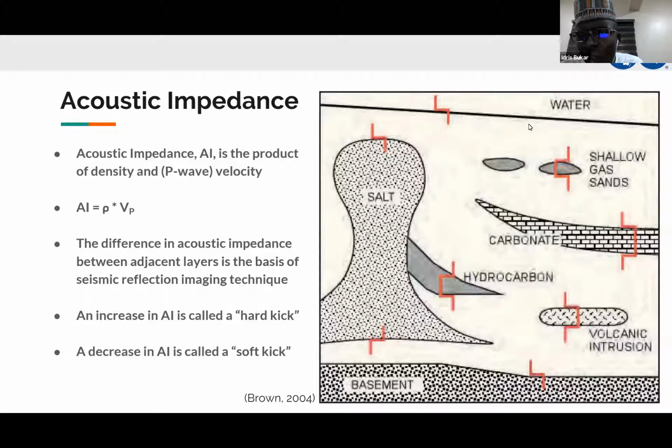A volcanic intrusion as well is going to be basically the opposite of a shallow gas sand. It's going from low AI to high AI. Obviously, an igneous rock would have a much higher AI than the shale that is encasing it. And then when you come out, you get that. Top of the basement, the same thing. So this is the basics, right? If you have this figured out, then you can know what to expect once we start looking at the seismic images, the sections.